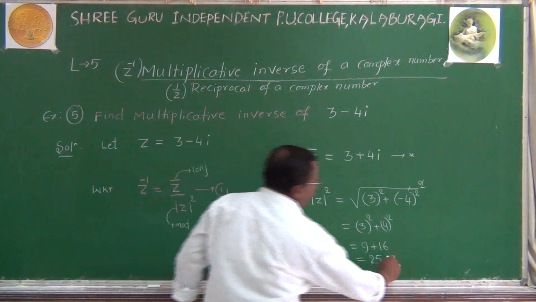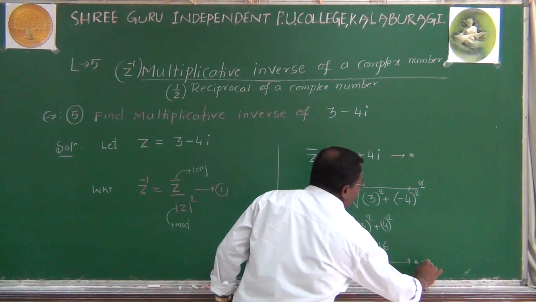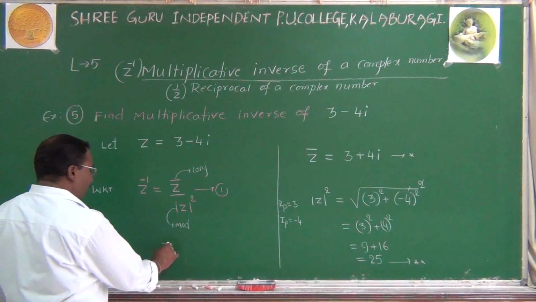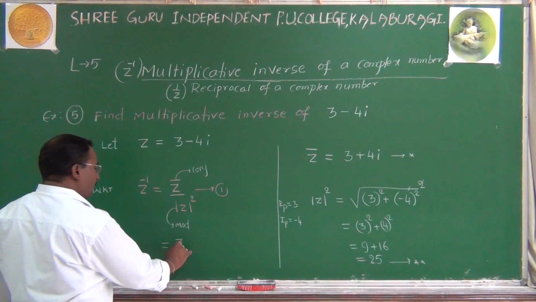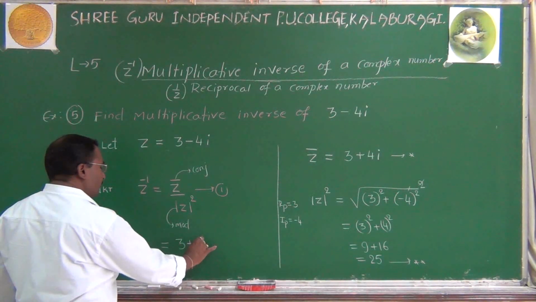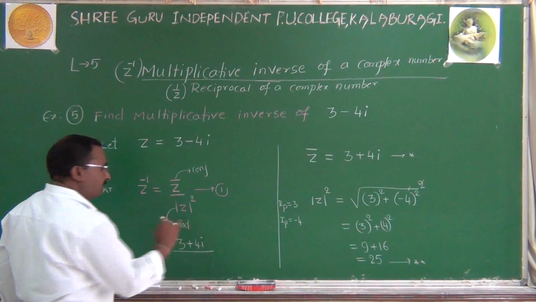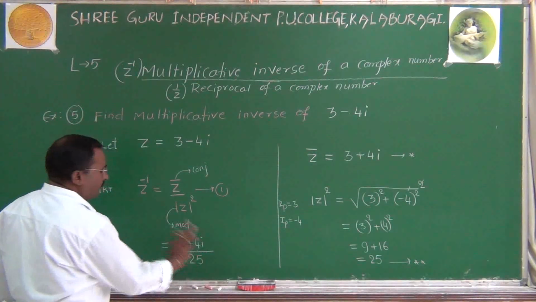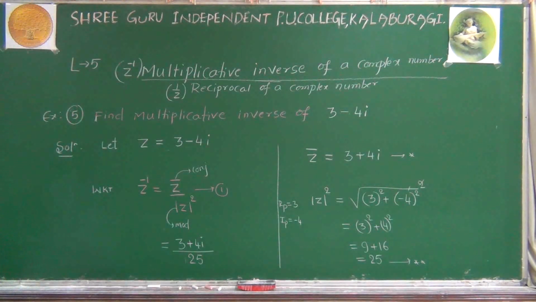Substitute in the formula: z bar, 3 minus 4i becomes 3 plus 4i, the conjugate. That is, we are divided by 25, as it is. It is enough. This is the multiplicative inverse.